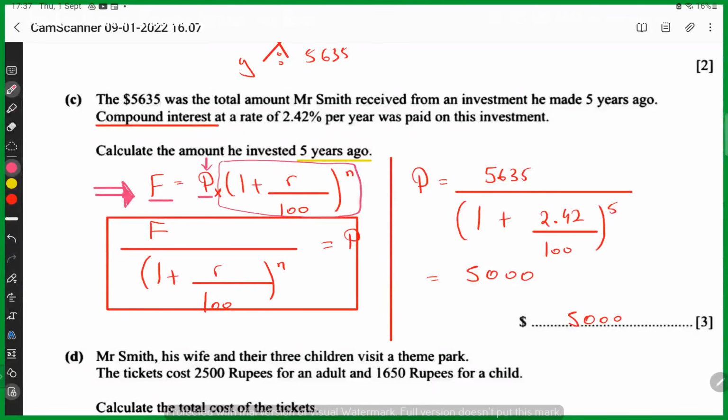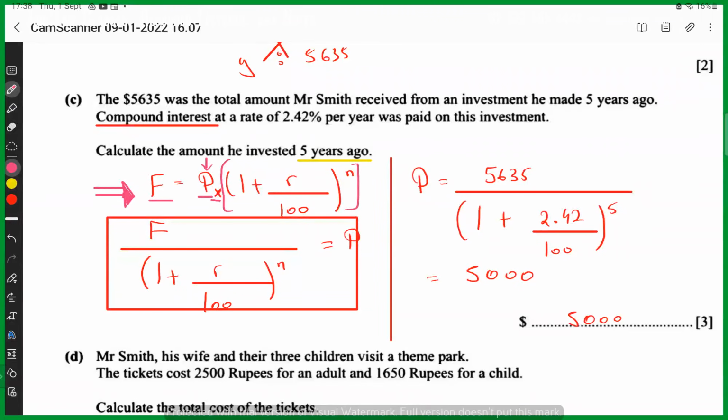So I need to get rid of this entire thing, and in order to do so, since it was being multiplied with P, I'll take it on the other side and divide. So I've divided that and I got P equals F divided by (1 plus R divided by 100) power N. I've just taken this entire thing on the other side because it was being multiplied with P, and this entire thing was in brackets. So I was able to take it on the other side directly, right?